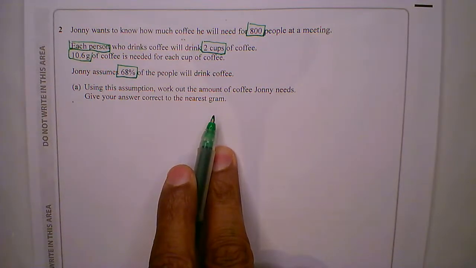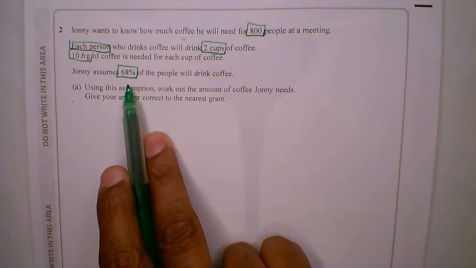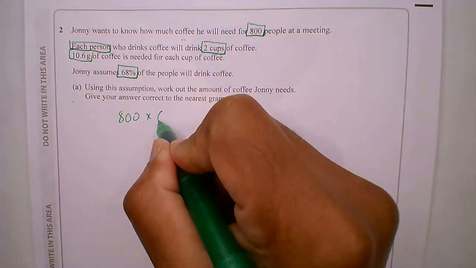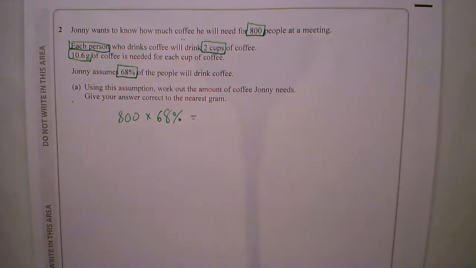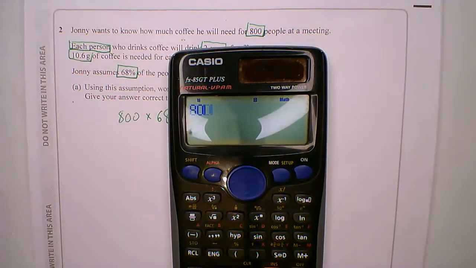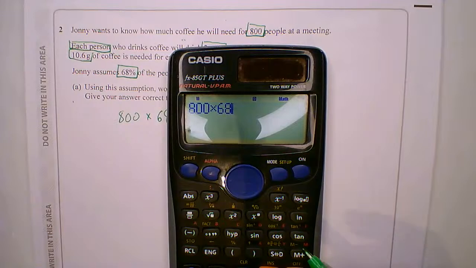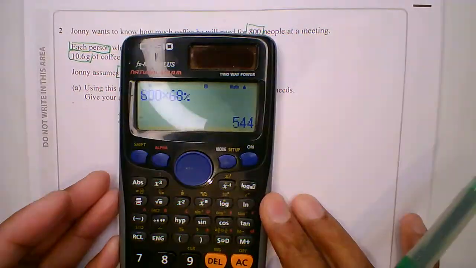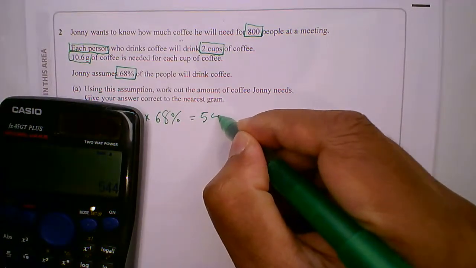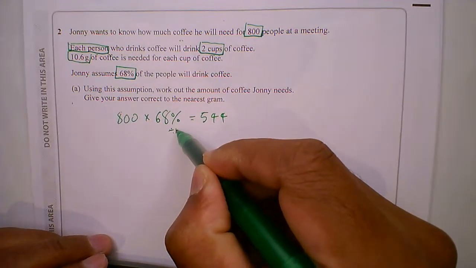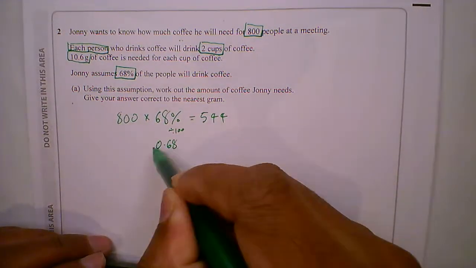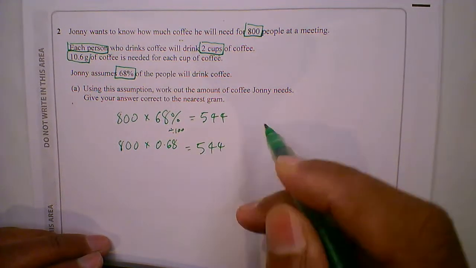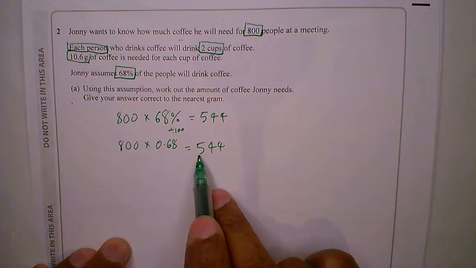So I have got 800 people, 68%. So I'm going to multiply these two numbers together. So I've got 800 times 68% equals, okay, put that in the calculator, 800 times 68, and the percentage button is there above my open bracket. Okay, gives me 544. Now, if you're not familiar with using the percentage button, you can just divide this by 100. That gives us 0.68. So 800 times 0.68 gives us 544. Okay, so we've got that now. So that's how many people we've got.